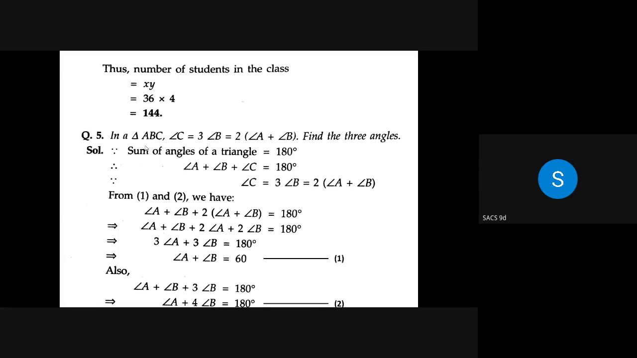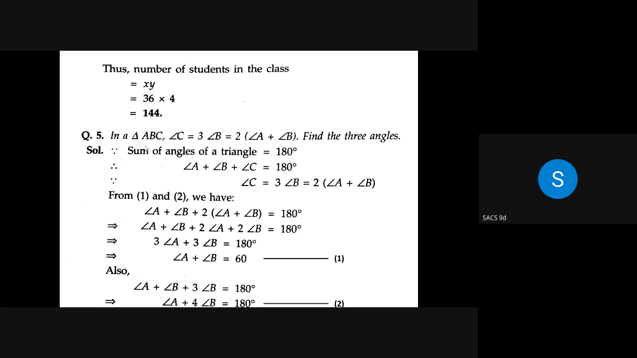So angle A plus angle B plus angle C is 180. Now here you have to do suitable adjustment and you have to get it in only 2 variable form. We have 3 angles, but we need it in 2 variable form only. So we have to see how we can reduce it.